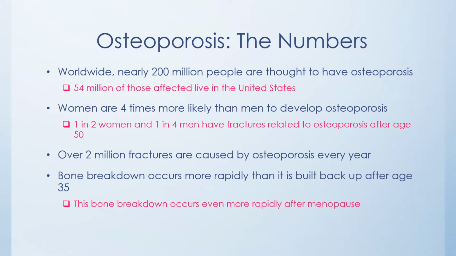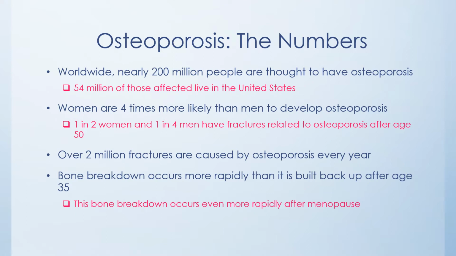All right, everyone, so now we're going to take a look at some numbers that go along with osteoporosis. Worldwide, they suspect that nearly 200 million people are thought to be living with it, 54 million of which actually live in the United States. Now, unfortunately, women are 4 times more likely than men to develop osteoporosis, and 1 in 2 women and 1 in 4 men will have fractures that are related to it after age 50. And they suspect that there's going to be about 2 million fractures every year that are related to osteoporosis.